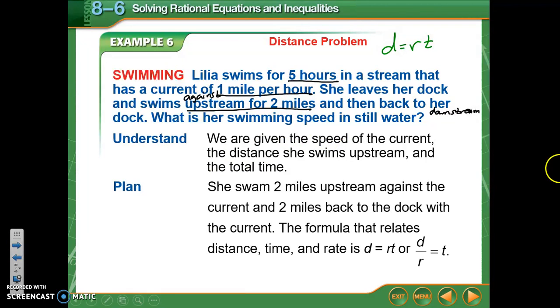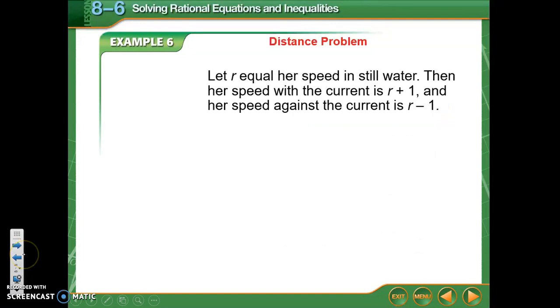So basically we think about the fact that she has to swim 2 miles upstream against the current, 2 miles back with the current, and I have to remember that distance equals rate times time, and I can rearrange that equation in any way I want. In this case, we're given some information about time, so I'm going to solve my equation for time. Distance over rate equals time, and I'm going to use that to get my total time of 5 hours.